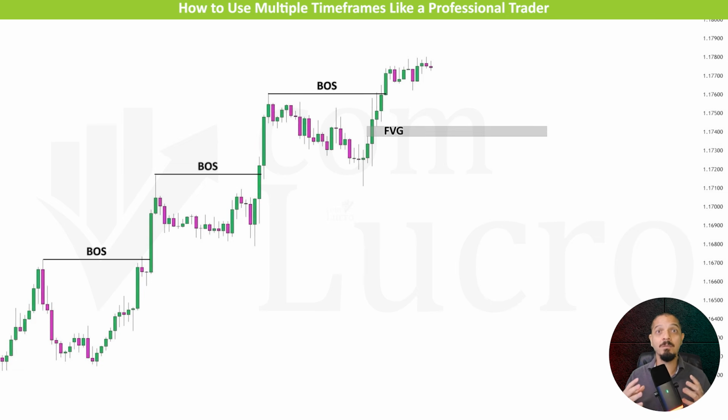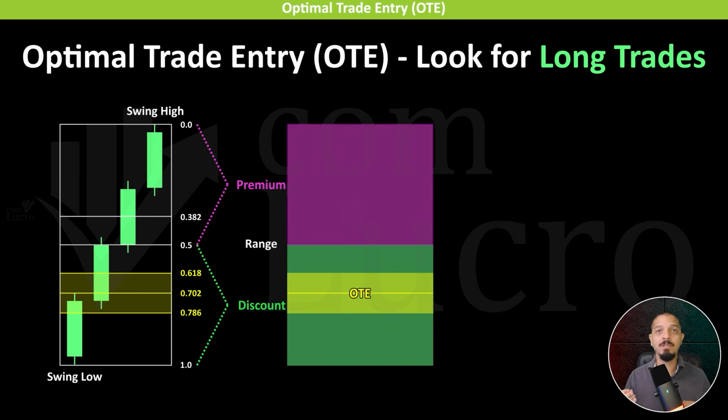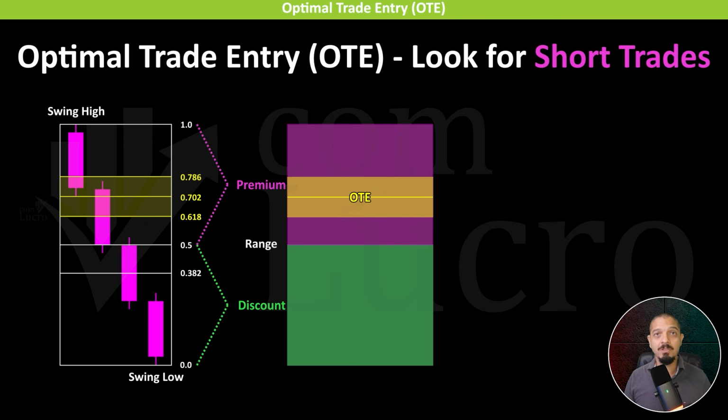Now the question becomes, where is the optimal entry zone? To answer that, let me show you how professional traders define optimal entries. OTE stands for Optimal Trade Entry. It refers to a specific Fibonacci retracement zone that aligns with discount for long trade entries and with premium for short trade entries. The idea behind OTE is to refine entry timing by focusing on areas where price is considered optimally priced within a range.